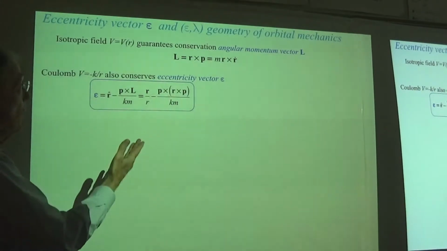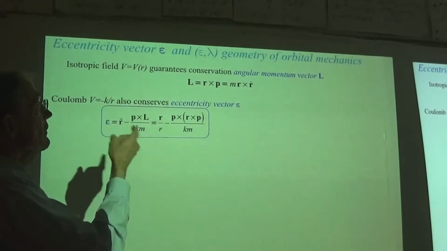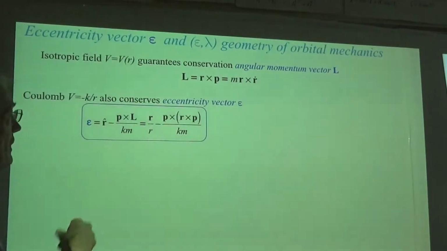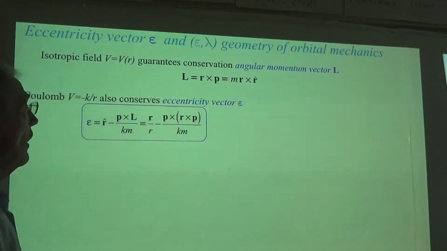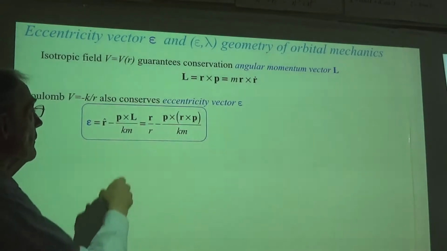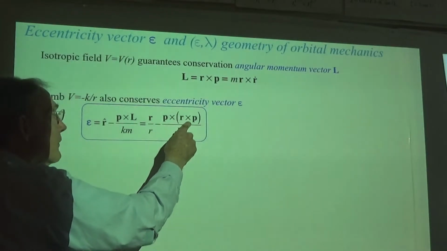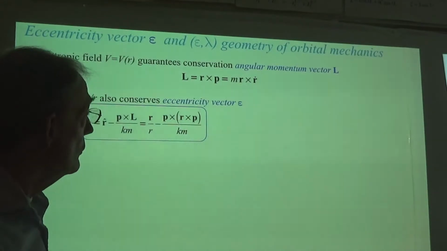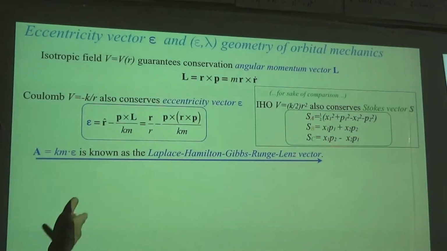But in any case, the idea is, and this is at first quite magical, that this Coulomb field is unique in that it preserves the direction of this vector here, p cross L subtracted from the unit r. And p cross L is p cross r cross p. That's nicely reduced, as we'll do here.